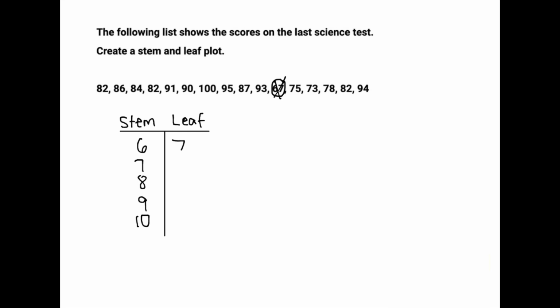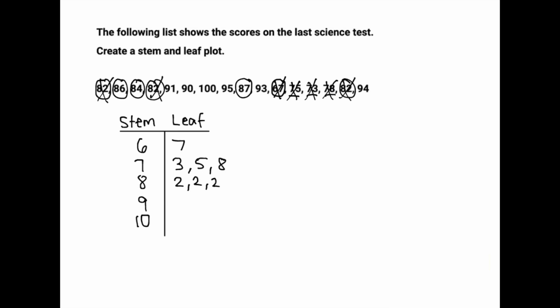The next step is to look at all the scores that are in the 70s. We have 3 scores that are in the 70s, and we have to put them in order from smallest to largest. We have a 3 for 73, a 5 for 75, and an 8 for 78. Now we need to look at all of the 80s. We need to now put these from smallest to largest. The smallest is an 82, and I have 3 of them. You have to put that 2 3 times, 1 for each of the numbers. Then we have an 84, an 86, and an 87. Go ahead and pause the video and finish the rest of the stem and leaf plot.